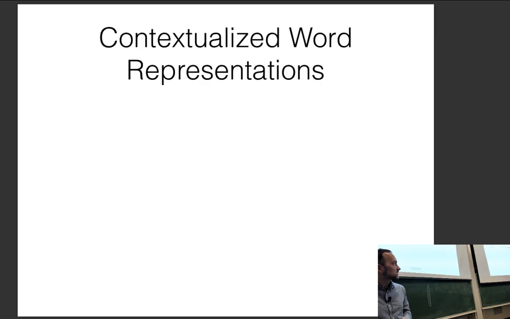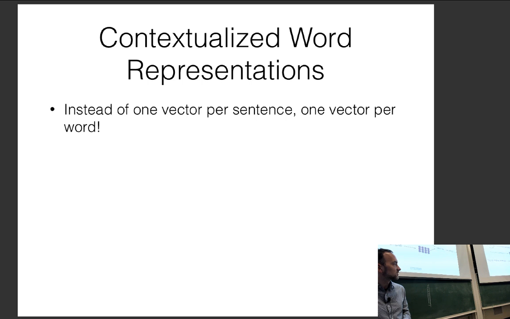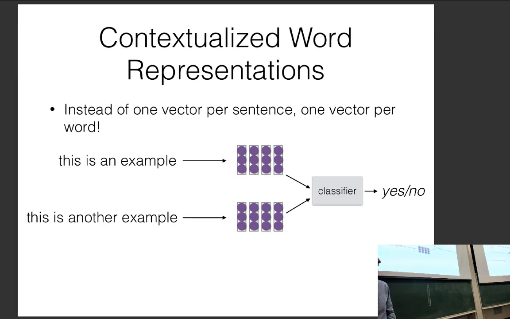Contextualized word representations basically, instead of one vector per sentence, we have one vector per word. There's a number of ways we could use these. The first one is just for single word classification tasks, like part of speech tagging or named entity recognition, which I've talked about before. You could also use them for sentence classification tasks where you do some sort of combination. Maybe you do max pooling, or maybe you do attention or something like that. And you can also use them for sentence pair classification tasks. So there's a bunch of different ways you could use them.